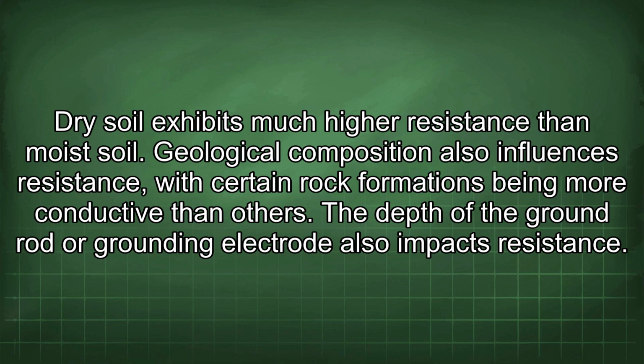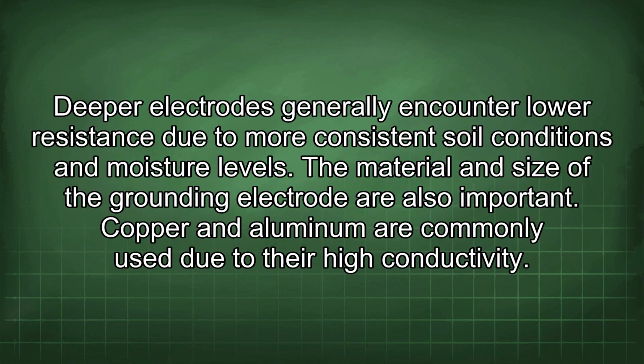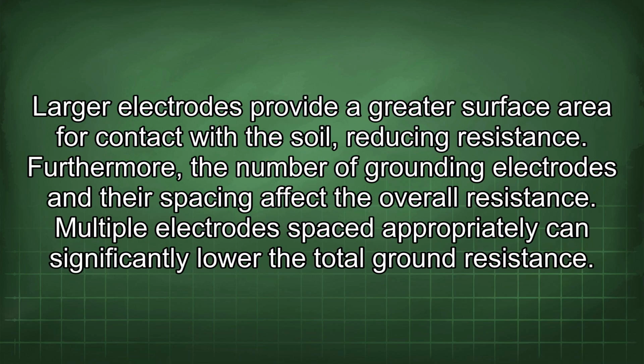The depth of the ground rod or grounding electrode also impacts resistance. Deeper electrodes generally encounter lower resistance due to more consistent soil conditions and moisture levels. The material and size of the grounding electrode are also important. Copper and aluminum are commonly used due to their high conductivity. Larger electrodes provide a greater surface area for contact with the soil, reducing resistance.